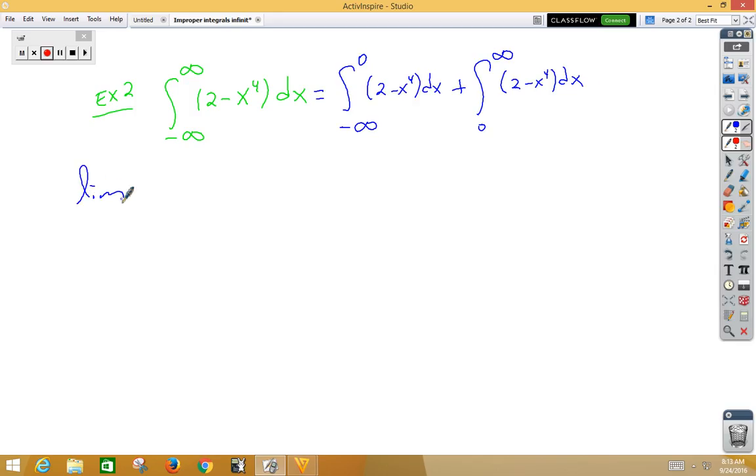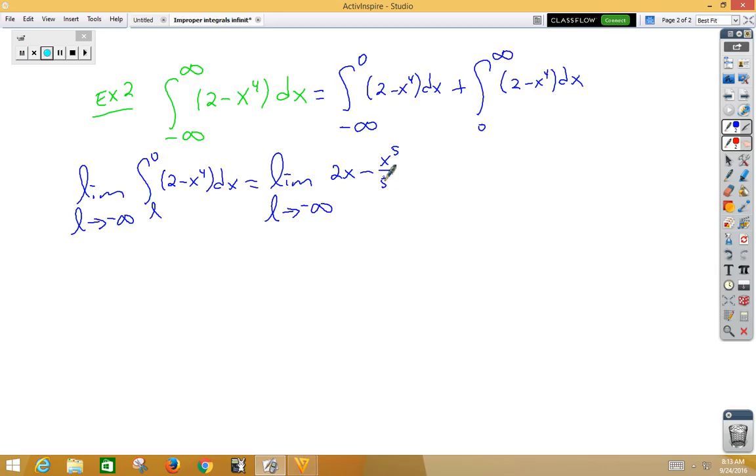Start with the left side, limit as L approaches negative infinity. We're integrating from L to 0 of 2 minus x to the 4th dx. Well, that's a pretty basic integral to do. We've got the limit as L approaches negative infinity. Integrate 2, you get 2x. Integrate x to the 4th, you get x to the 5th over 5. And we're doing that from L to 0.